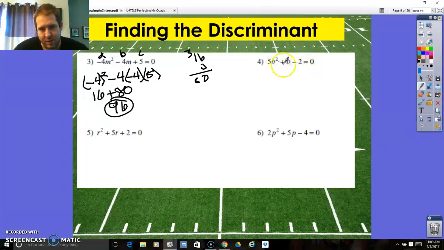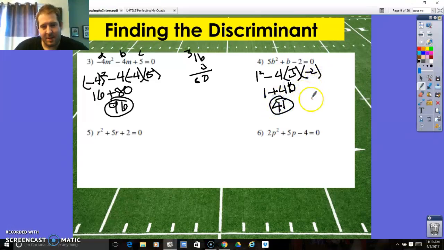All right, now this question, let's see. A is 5, B is 1, and C is negative 2. So that's 1 squared minus 4 times A times C. 1 squared is 1. Negative 4 times 5 is negative 20. Negative 20 times negative 2 is positive 40. We now know the discriminant. Okay, I wrote 41 because the discriminant is 41, and that tells us that it has two real answers. This one also has two real answers because it's a positive discriminant.